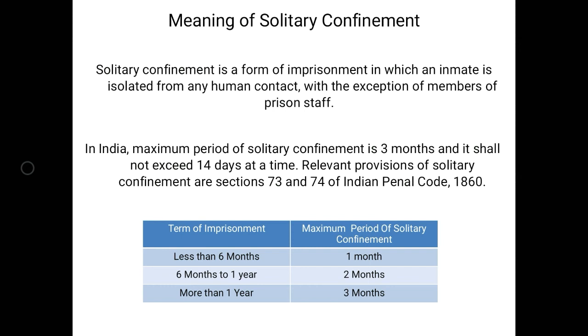Let's understand this by chart. Term of imprisonment and maximum period of solitary confinement. If the term is less than 6 months, the maximum period of solitary confinement is 1 month. If the term is between 6 months to 1 year, the maximum period of solitary confinement is 2 months. If the term is more than 1 year, the maximum period of solitary confinement may be 3 months.